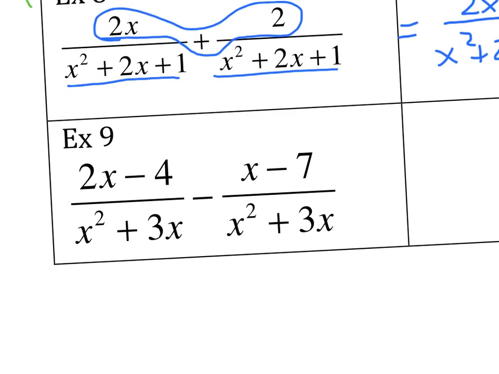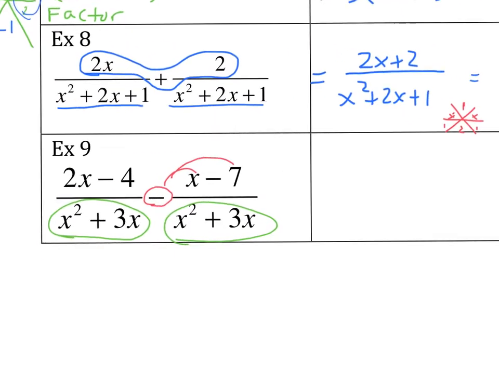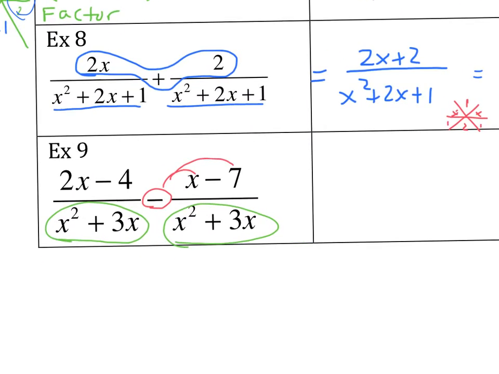Again, something to notice is my denominators are the same, but I do have a negative that has to distribute to both of those. While I combine like terms, I have a 2x minus x, so that's going to be a positive 1x. Here I have a negative 4 plus 7, which is going to give me a positive 3.